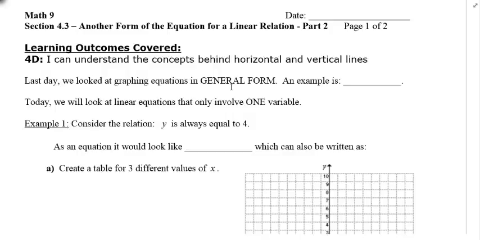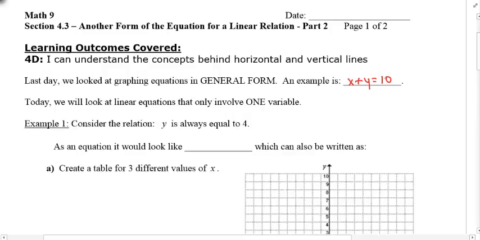Okay, so this is section 4.3, continuing with part 2. We're going to look now at the concepts behind horizontal and vertical lines. All of the lines that we've drawn so far have been slanted. Last day we looked at graphing equations in what we call general form. That was an example like this: x plus y equals 10, where all our variables were on one side of the equal sign.